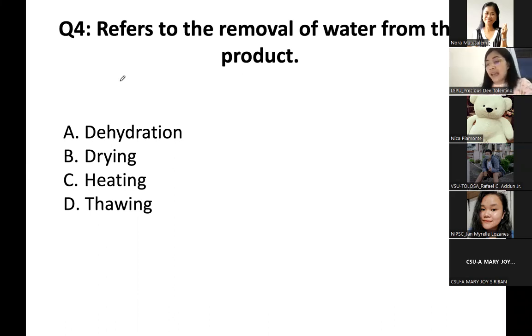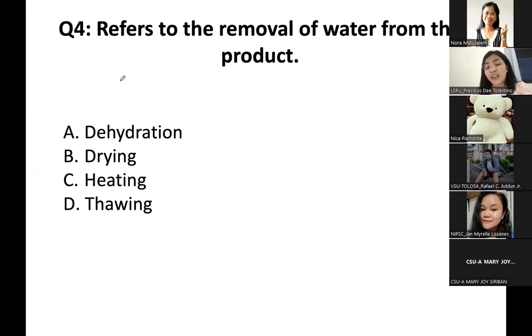A, B, C, D class. Refers to the removal of water from the product. Ano na yung mga sagot ninyo? A, dehydration. B, drying. C, heating. D, thawing. Okay, watak-watak yung mga sagot ninyo.